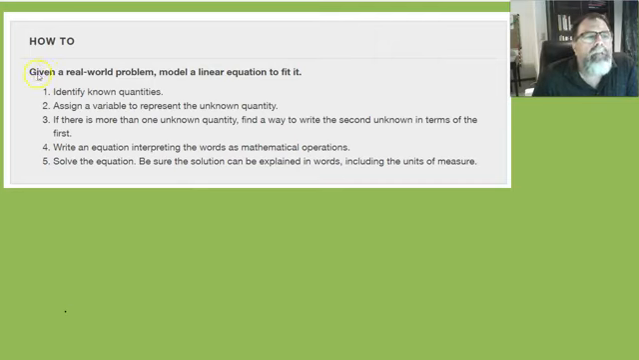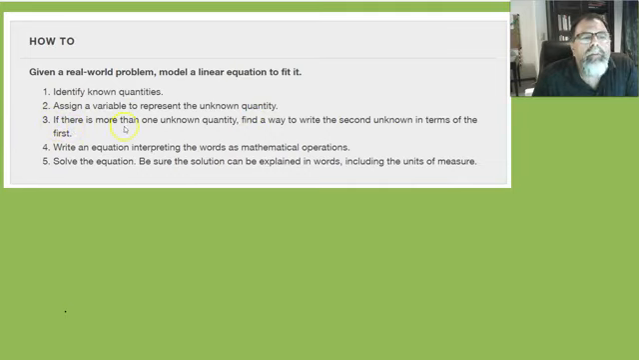Okay, so how to: given a real-world problem, model a linear equation to fit it. So think of this as your guideline. This is typically how you would approach it. So first step, identify the known quantities. This is key here. Assign a variable to represent the unknown quantities. And you want to write this stuff down usually.